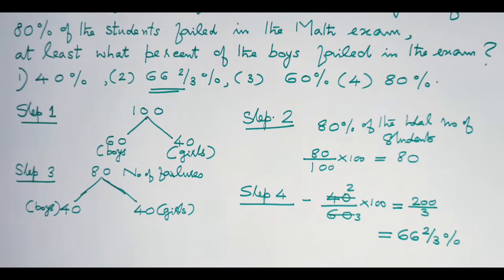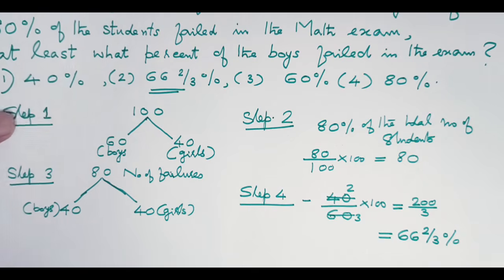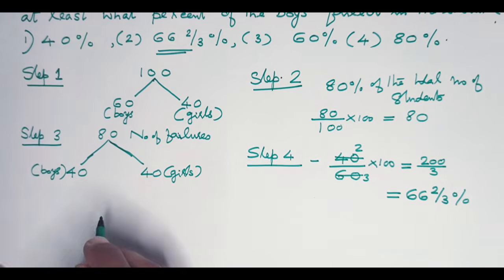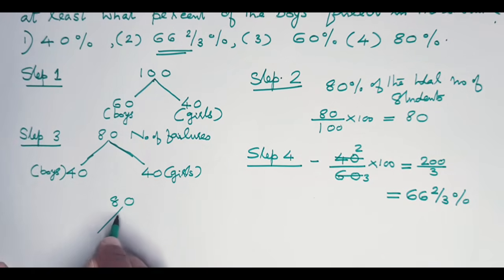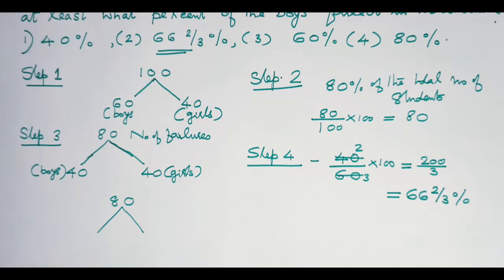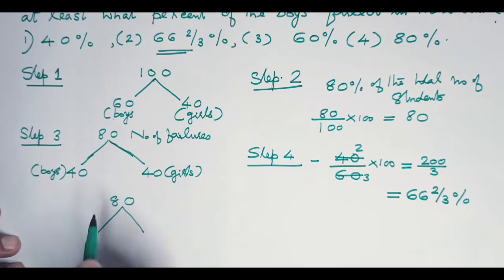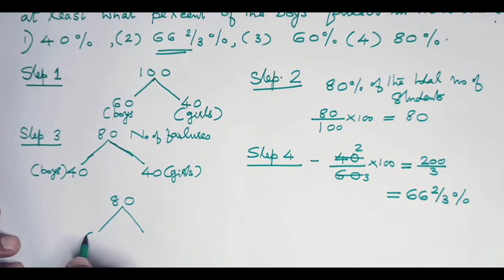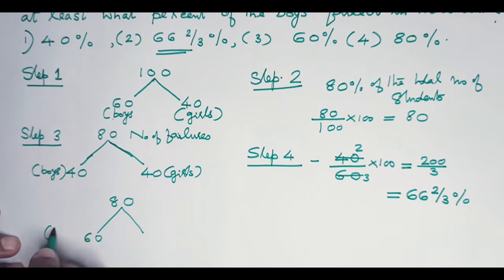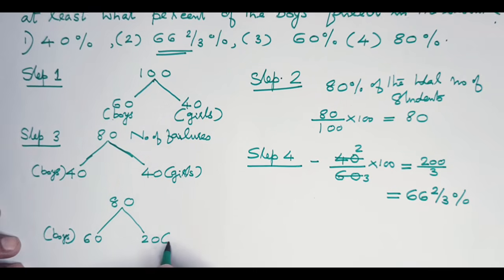Now let me ask you one more question. What would you do if you want to maximize the number of boys who failed in the examination? There you will minimize the number of girls. We have 80 as the total number of failures. And to maximize the number of boys who failed, there are only 60 boys as per the assumption we made initially. So 80 will be split up into 60 boys and 20 girls.